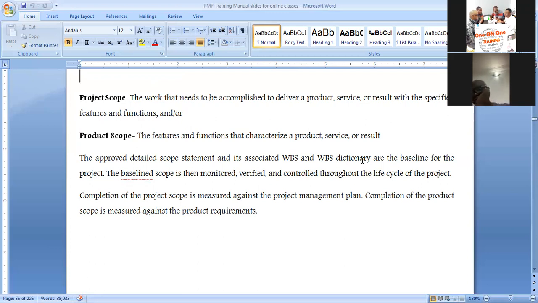The next one, which is the product scope, has to do with the features, the functions, the characteristics of the product, or the features, the functions of the service that we are paid to carry out.